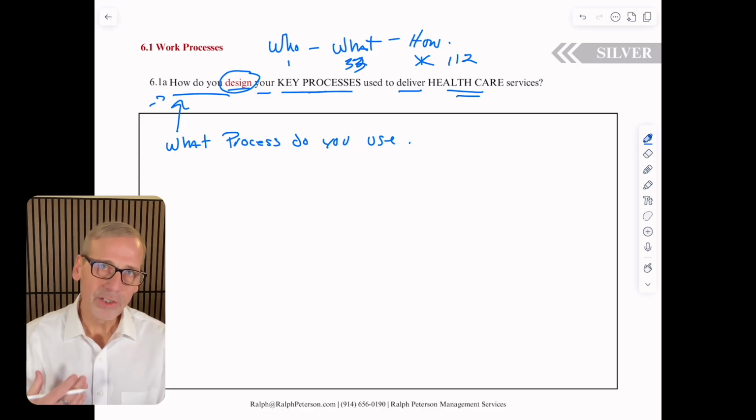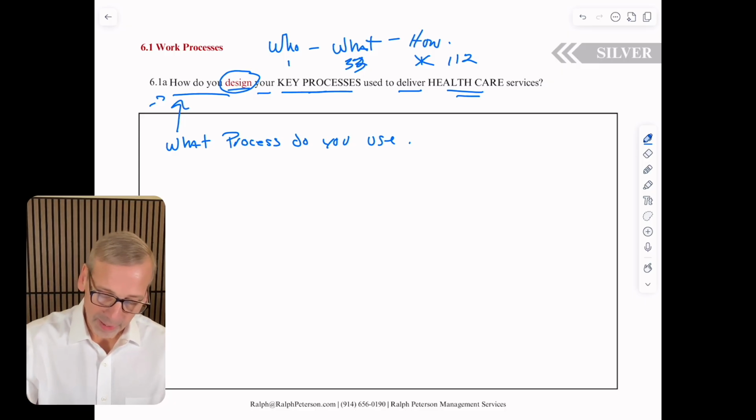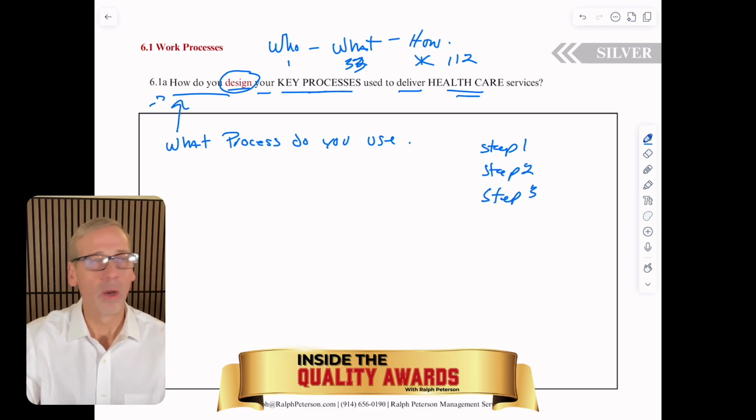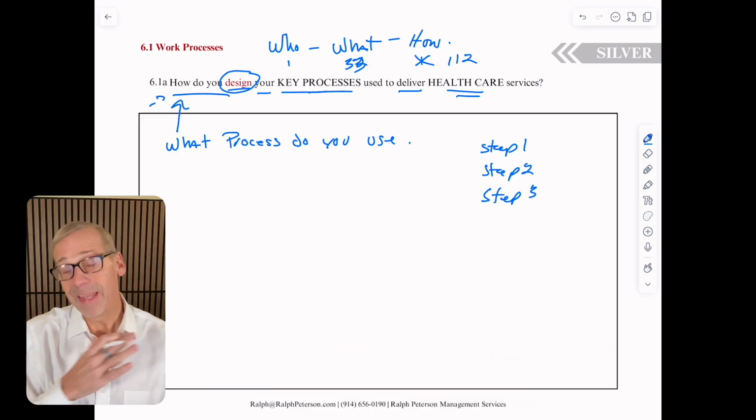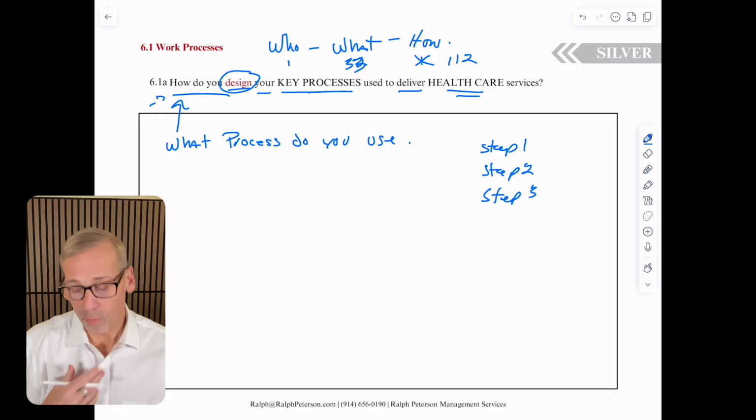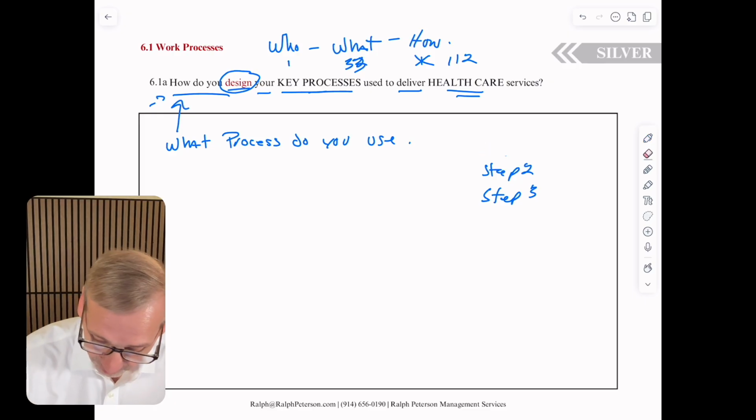I should be able to read your answer, and I should be able to go, okay, I see. There's step 1. Oh, there's step 2. Oh, there's step 3. Right? I should be able to see it going, okay, step 1, we do this, and then we do this, and then we do this, and then we do this. That is what we are looking for. Now, I'm going to give you another tip.